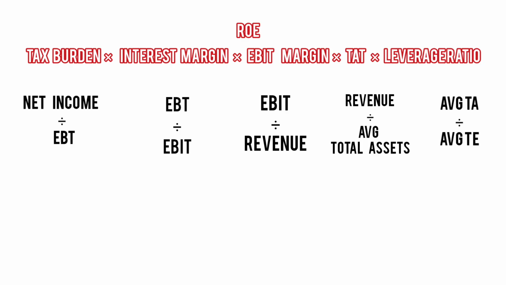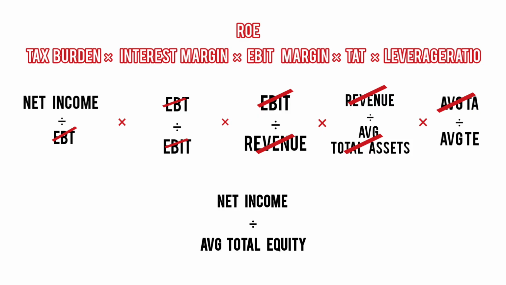Now we multiply all these ratios together, and what we get is net income divided by EBT. We can cross out EBT against the EBT of the interest burden. The next, EBIT is crossed out with EBIT, revenue with revenue, average total assets with average total assets, and what remains is net income divided by average total equity.